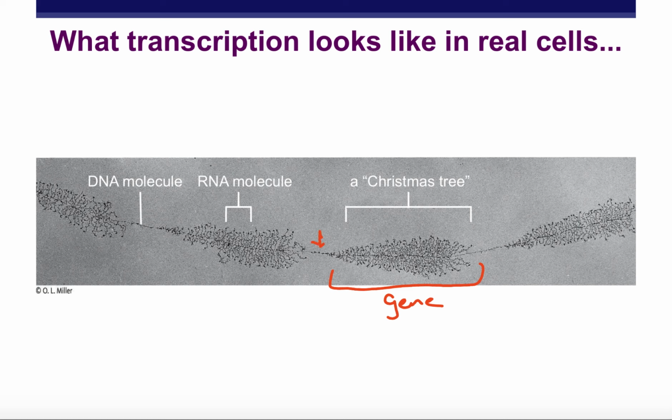That's the single DNA strand. And all those little bits that you're seeing, all those little branches, each of those is a single RNA being made by a separate RNA polymerase. So this one gene is being made hundreds of times at once by many different RNA polymerases.